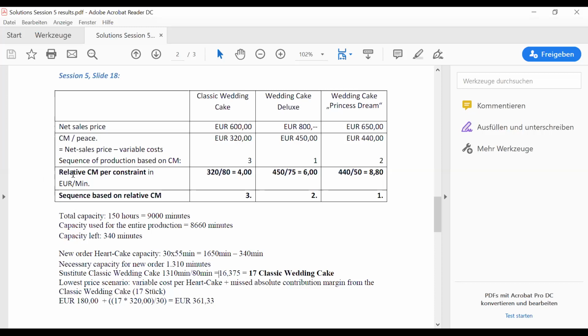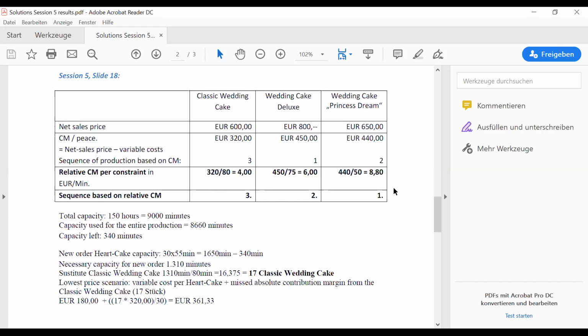So we calculate our relative contribution margin per minute, which means we take the absolute contribution margin of 320 euros divided by the minutes, and the classic wedding cake takes 80 minutes. Divided by 80 is 4 euros. The deluxe wedding cake is 450 in contribution margin, divided by 75 minutes per cake is 6 euros. And here we have 440 contribution margin divided by 50 minutes is 8.80 euros.